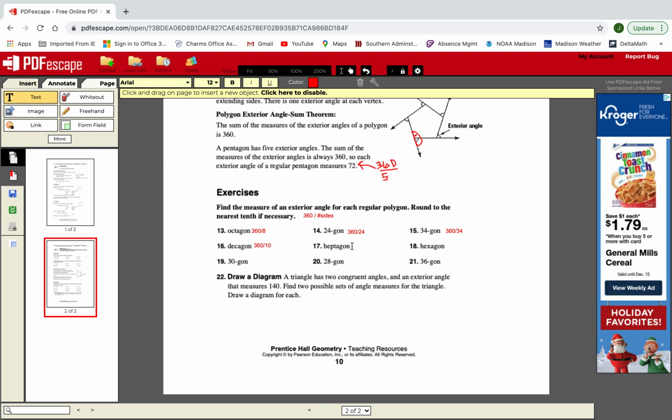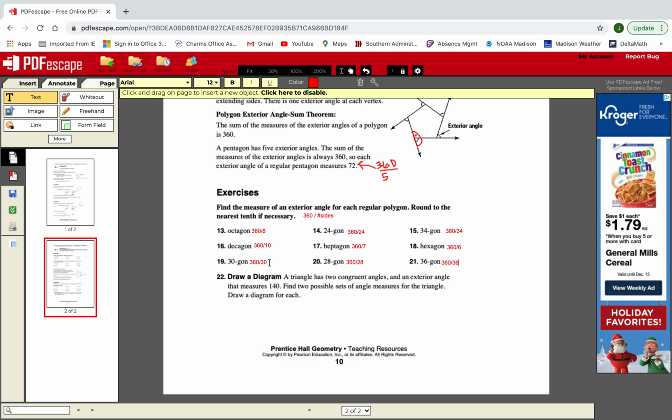Heptagon, you guys know what a heptagon is? A heptagon is a 7-sided figure. Some texts call it a septagon. A heptagon, 360 divided by 7. A hexagon, 360 divided by 6. You should know some of these automatically. 360 divided by 30 for the 30-gon, 360 divided by 28 for the 28-gon, and 360 divided by 36 for the 36-gon.